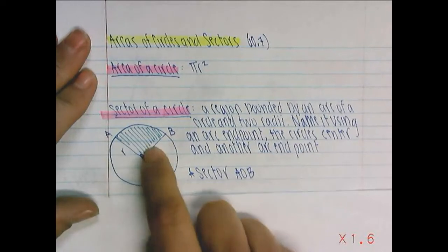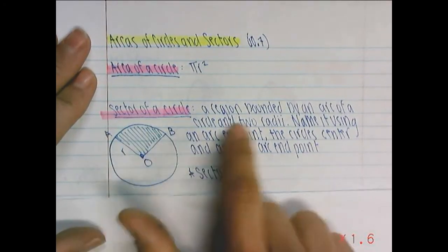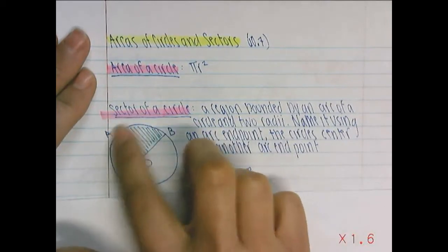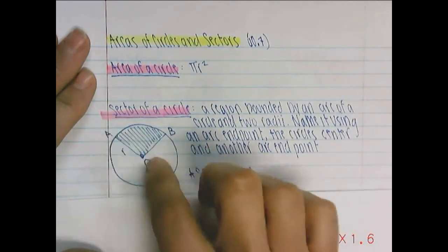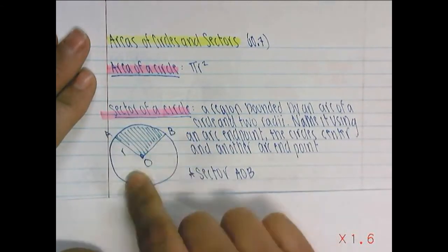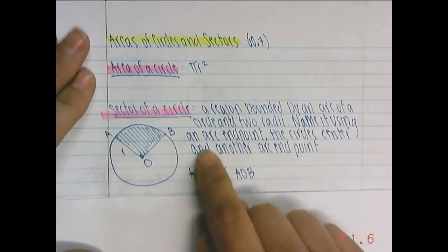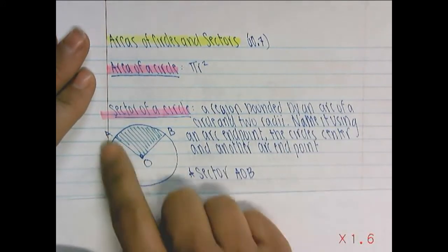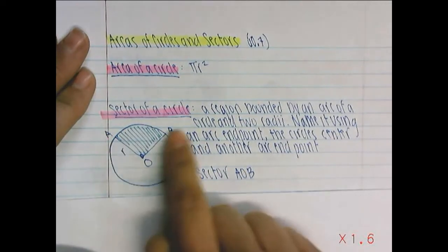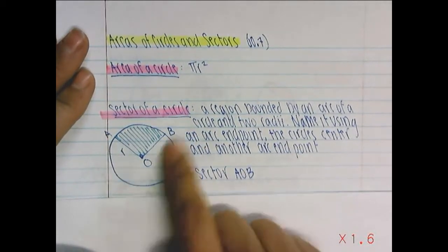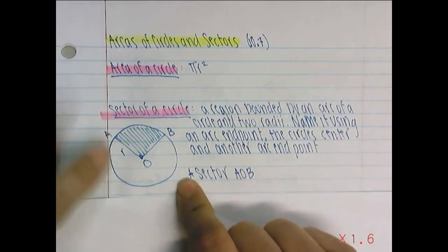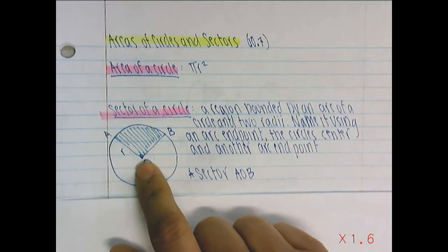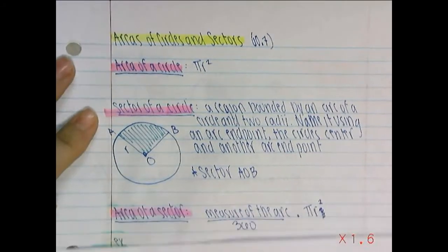So the sector of a circle, think of it as like a slice of pizza. It's a region bounded by an arc of a circle and two radii. So here's our arc from A to B, and our two radii would be AO and BO. You name it using the arc endpoints and the circle center. So think of it as an angle. You would say sector AOB. Wherever that center of the circle is, the letter that's going to be in the middle. So that's the sector of a circle.